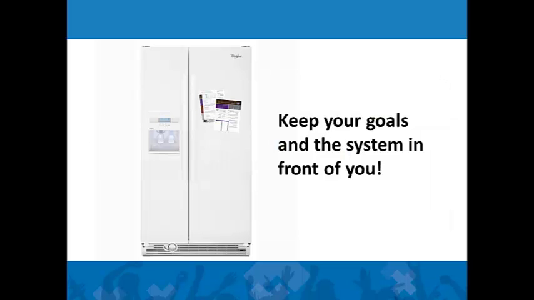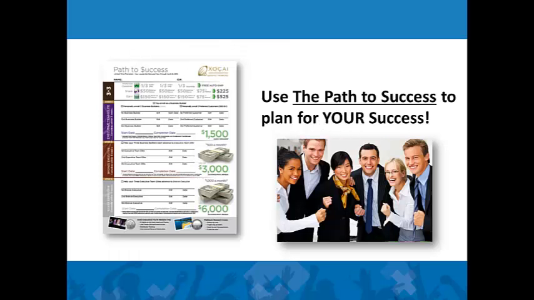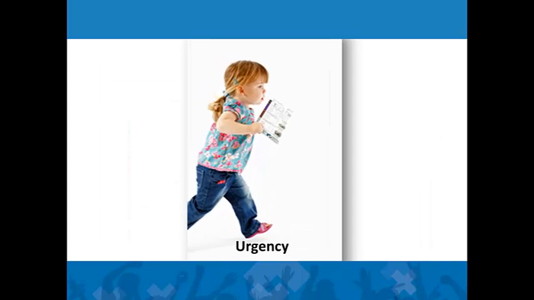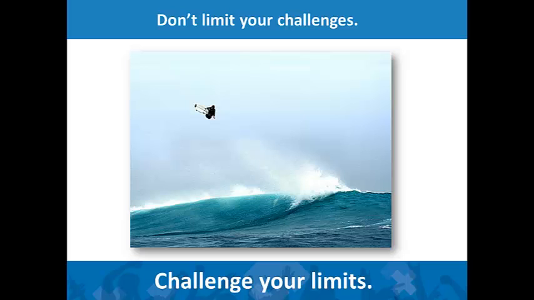Keep your goals and the system in front of you. Put that path to success form with your target completion dates and your progress on the refrigerator. Put the system sheet, that sheet that's called the Make More Change sheet, on the refrigerator so you can be seeing your list. Keep those two things in front of you at all times. The fridge is a great place. The mirror, in your car, any place where you'll show up a lot during the day. And use the path to success to plan for your success. Ramp up that sense of urgency and don't limit your challenges, but challenge your limits.